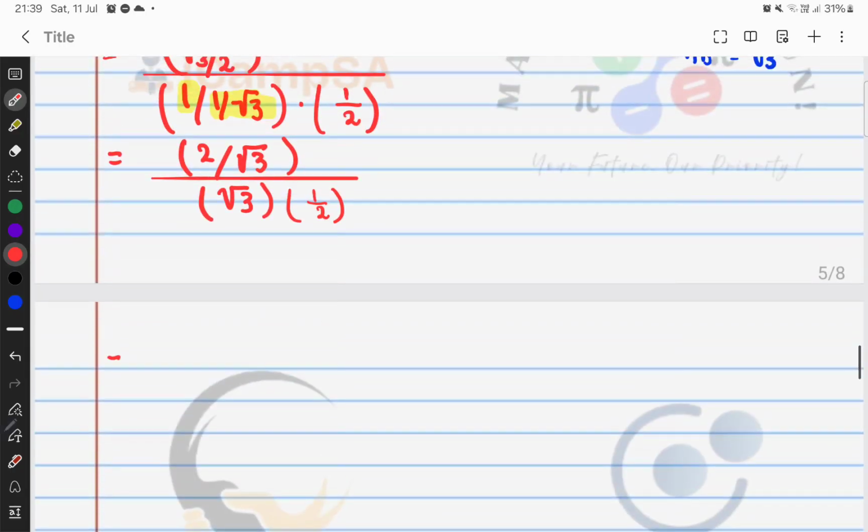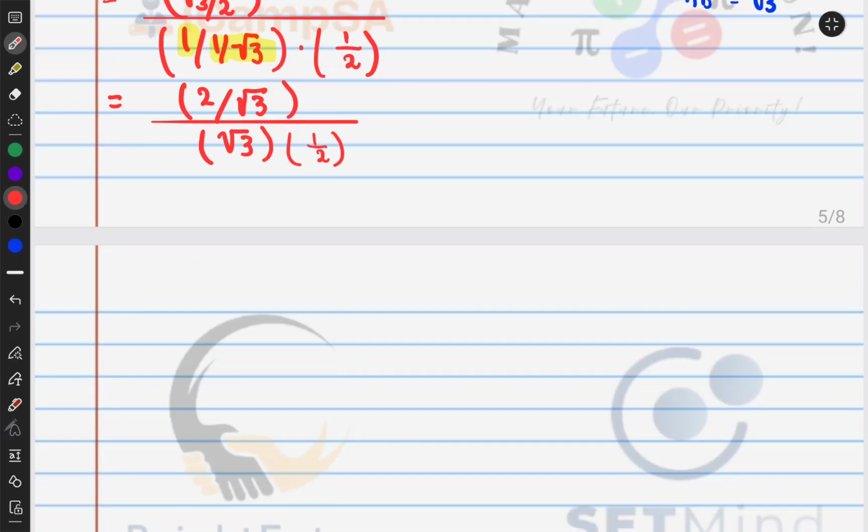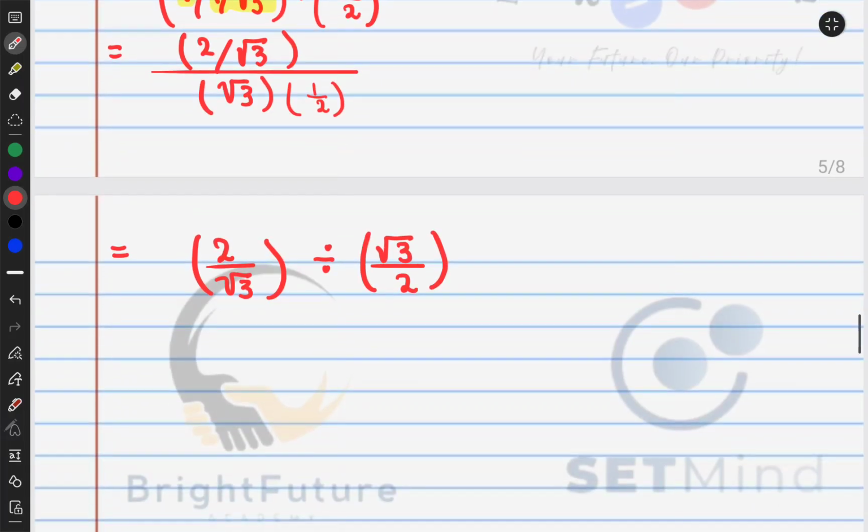Okay, this is therefore equal to what now? We have 2 over root 3, that's the numerator, divided by root 3 over 2. And then 2 over root 3 divided by root 3 over 2 is the same as 2 over root 3 multiplied by 2 over root 3.